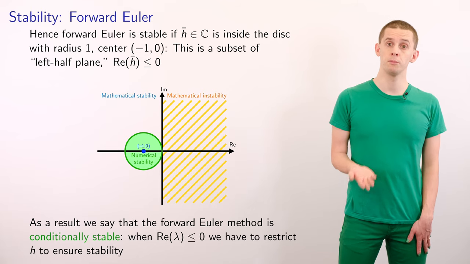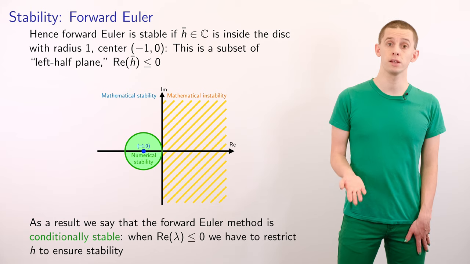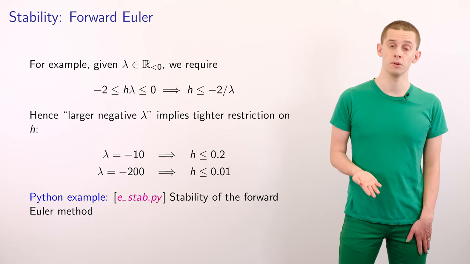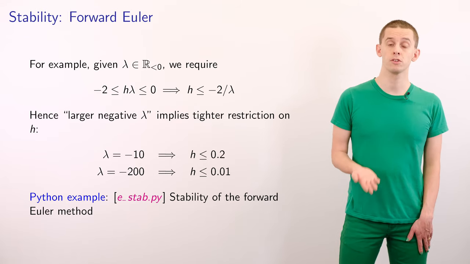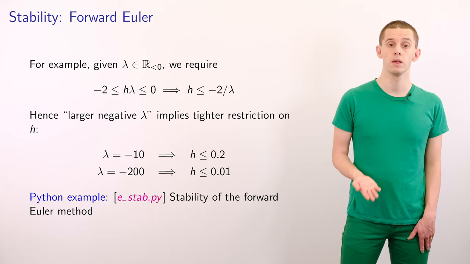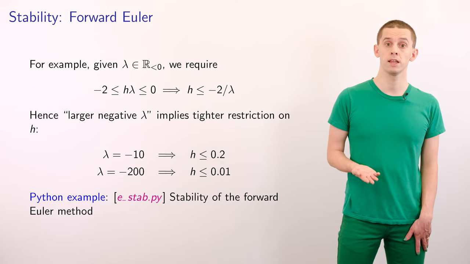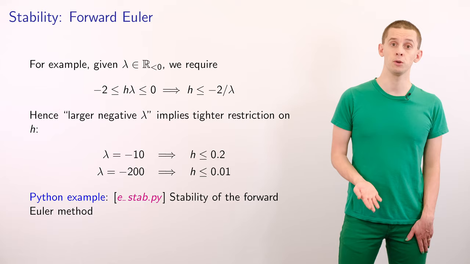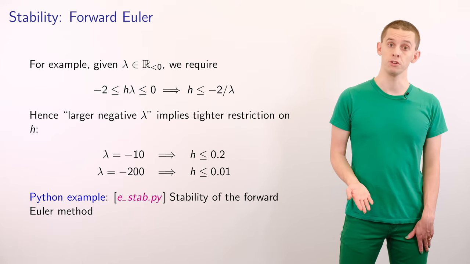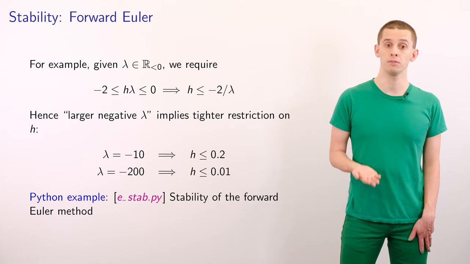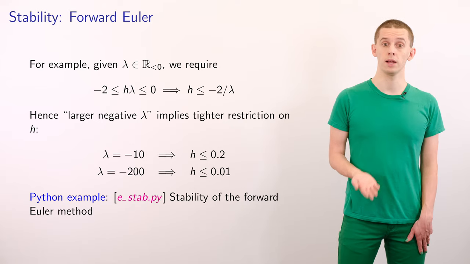And when the real part of lambda is less than or equal to zero, we have to restrict h in order to ensure stability. And suppose that we look at a lambda that's real and negative. So in this case, we'll require that minus 2 is less than or equal to h times lambda, which is less than or equal to 0. And therefore, h has to be less than or equal to minus 2 divided by lambda. And we'll note here that larger values of negative lambda will give us a tighter restriction on h. So for example, if lambda is equal to minus 10, then that will imply that h has to be less than or equal to 0.2. And if lambda is equal to minus 200, then we'll have that h has to be less than or equal to 0.01.